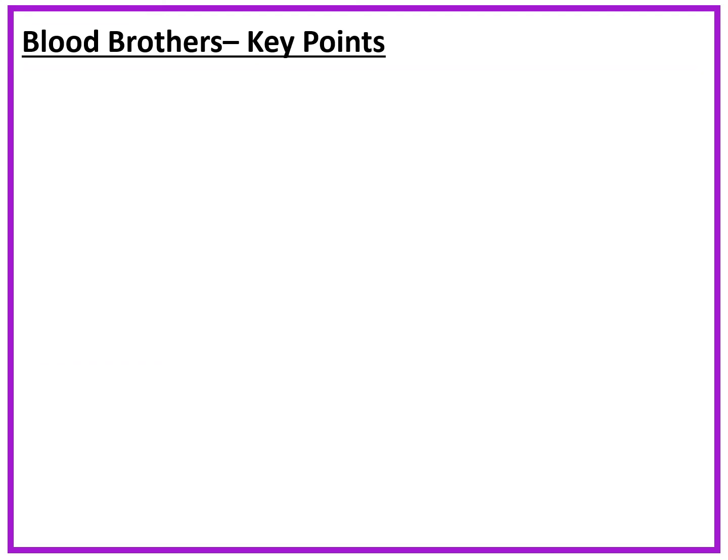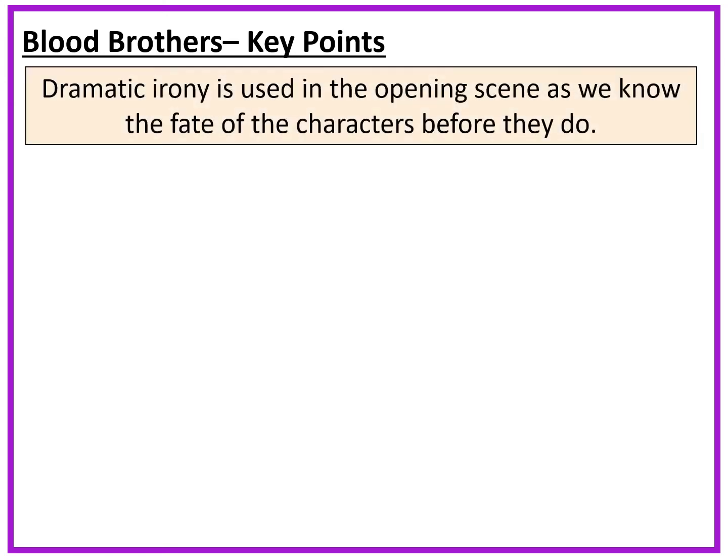Some key staging techniques to consider for your response. The first technique is dramatic irony. This is when the audience knows more than the characters. For example, in the opening scene, we know the fate of the characters before they do. We watch them develop, unaware of their fate, and although they are unable to recognise signs of their downfall, we are.